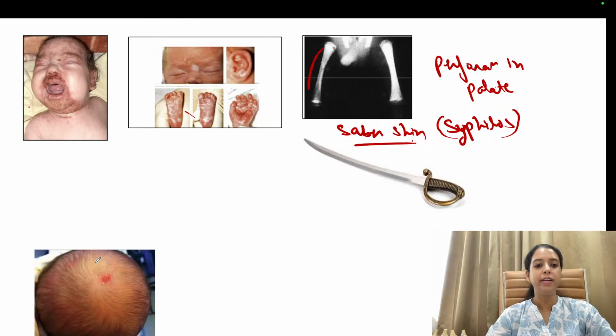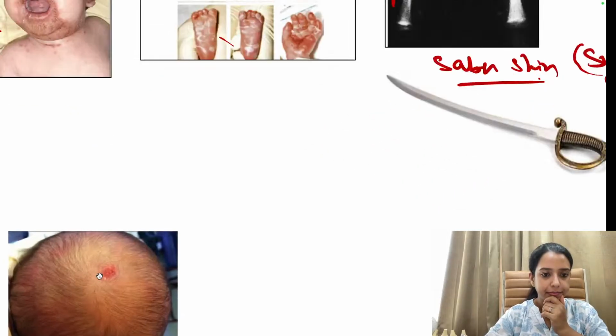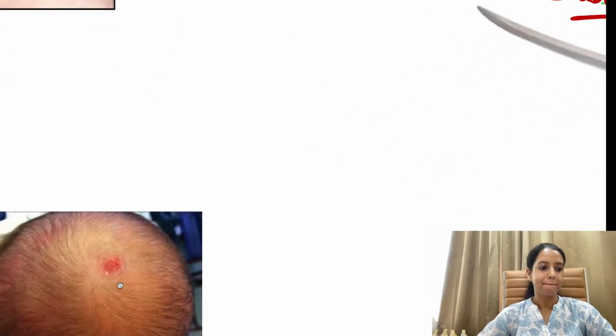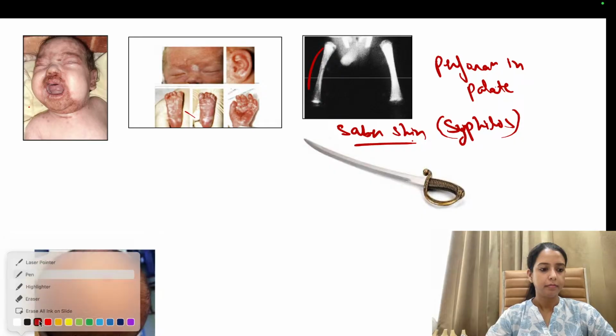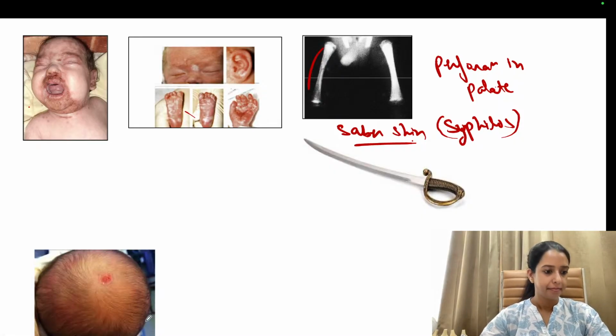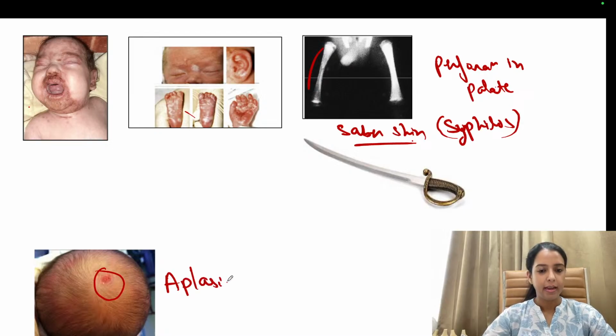What is this? Next image. What is this? I can see a small gap in the scalp. What is this condition, children? Okay, I'll tell you the name. It is, very good, aplasia cutis seen in which drug exposure?